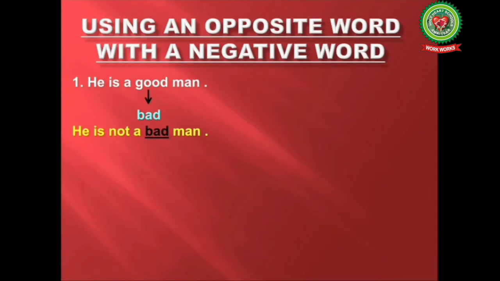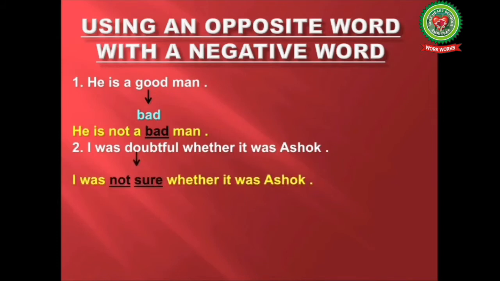Students, let's take another example. I was doubtful whether it was a joke. Now here students, what is an opposite word of doubtful? It's sure. So here the sentence is in positive form. So to make it negative, we will use not with sure. So our answer will be I was not sure whether it was a joke.